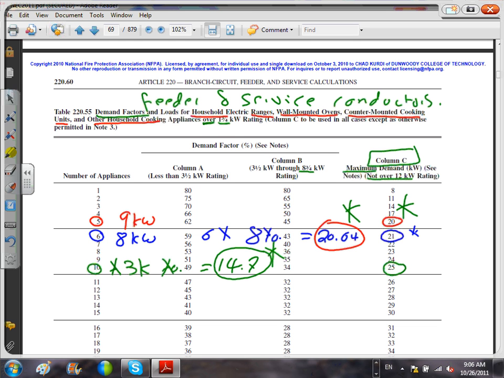Okay, let's take one more example. We took 9K. The last example I'm going to use is 15. I have 15 ranges, each one of them 12 kW. What do you think the demand for these is? 30. Got everybody with me? I have 15 appliances, each 12 kW. The demand for them is 30. Any question?